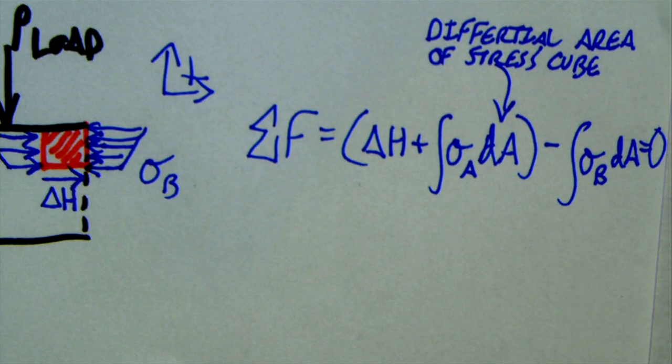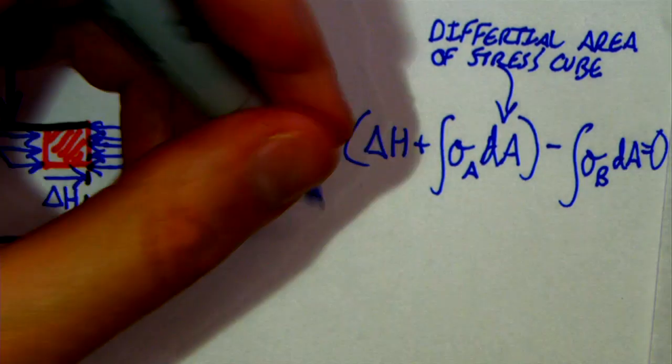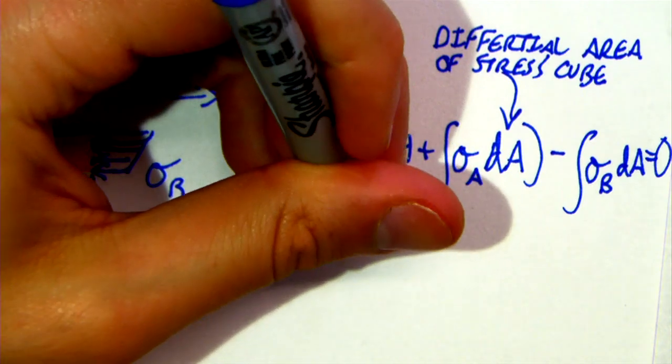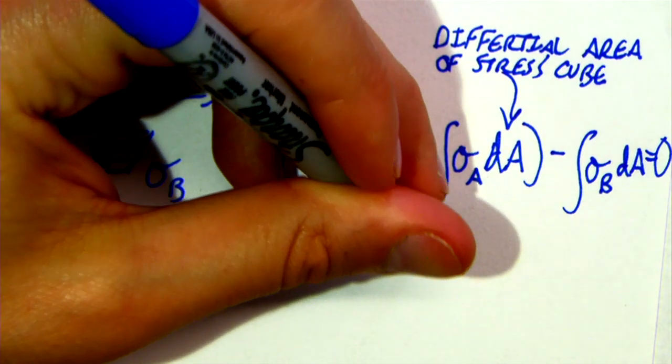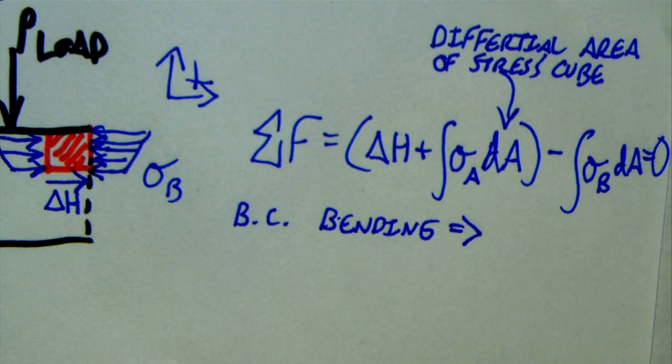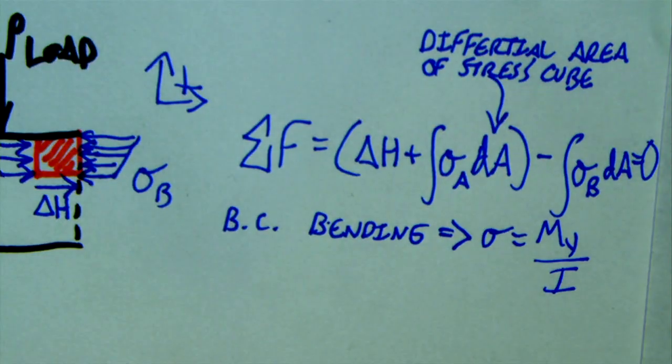Cool. All right. So because it's in bending, I know that I can find stress at any point along a cross section for something that's in bending, right? Just sigma equals My over I. We've done that about a bajillion times by now.